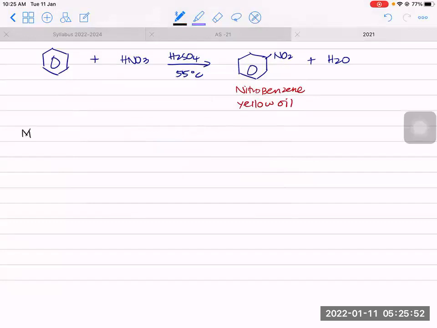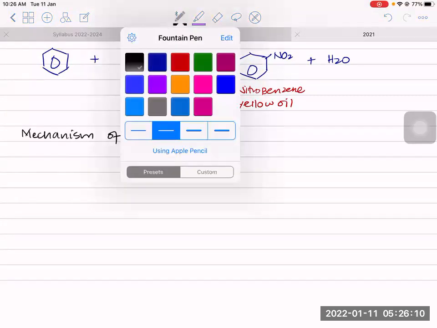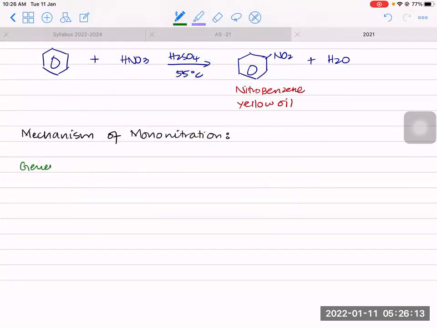So for the mechanism of mononitration, the first step is to generate the electrophile. What is our electrophile? NO2 plus, right? And this electrophile is produced in the presence of a catalyst. And we know what that catalyst is, sulfuric acid.